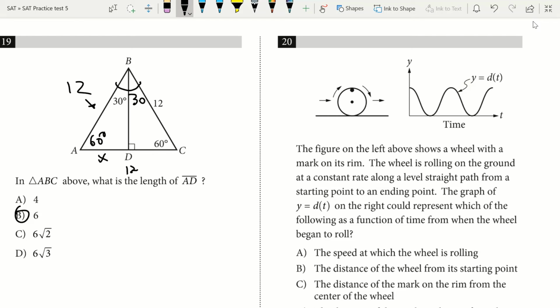The wheel is rolling on the ground at a constant rate along a level path straight from a starting point to an ending point. The graph of y equals d of t on the right could represent which of the following as a function of time? So a function of time from when the wheel began to roll.